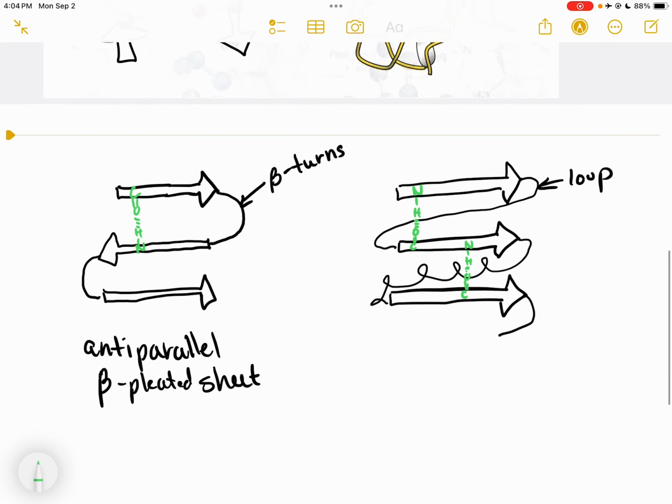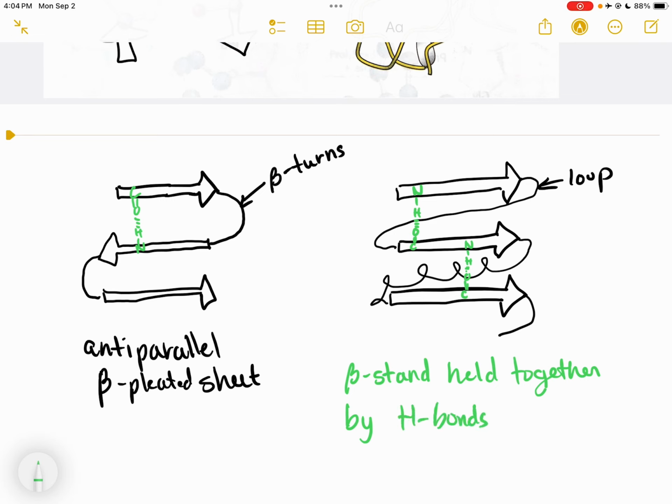Okay, so where are the hydrogen bonds in beta strands? Or what are beta strands held together by? Beta pleated sheets, beta strands, are held together in parallel or anti-parallel by H bonds. And what are the H bonds? Same as with alpha helices. H bonds between the C double bond O and NH of the backbone.